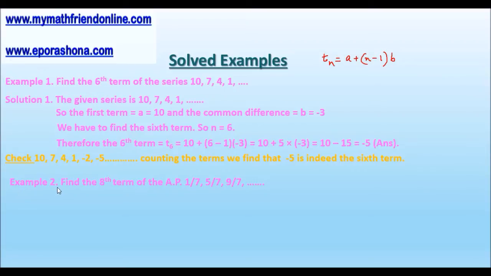Now coming to example 2. Find the eighth term of the AP. They have given 3 terms and it is an infinite series as well. The first term is 1 by 7, second term is 5 by 7, third term is 9 by 7, and it is going on. Okay.